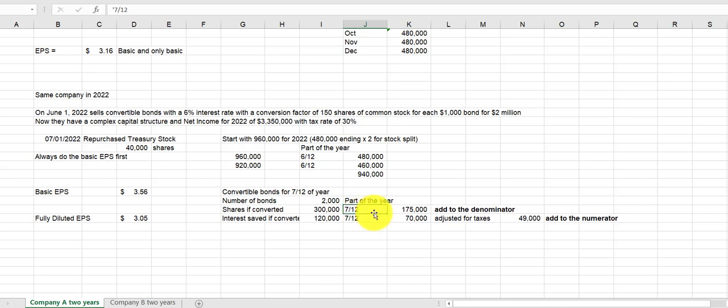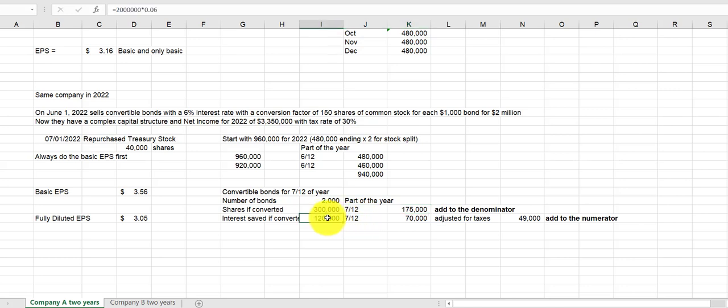We didn't have any convertible bonds prior to June 1st, so we're only going to consider the part of the year after that. So we multiply that by 7/12, and the number that we're going to add to the denominator, the bottom, to our shares outstanding, is 175,000. That's the 300,000 times the 7/12.